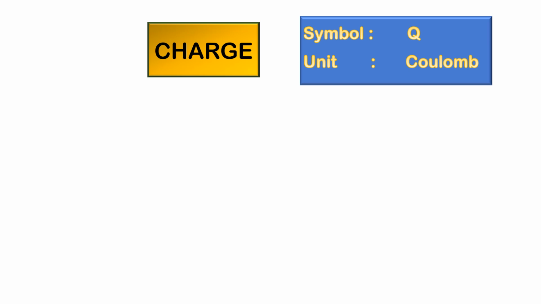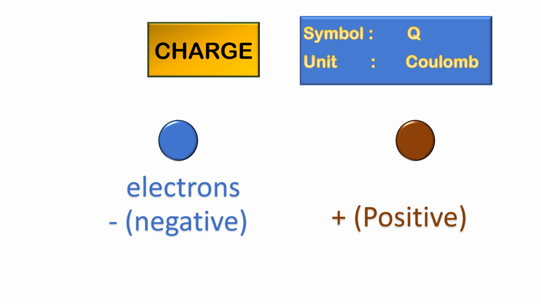Hey everyone, remember the last time when we came across the word charge? Symbol Q, unit coulomb. Well, today we are diving into it a bit more. So, what's charge all about? There are actually two types, positive and negative. The negative ones are called electrons, and the positive ones, those are protons.